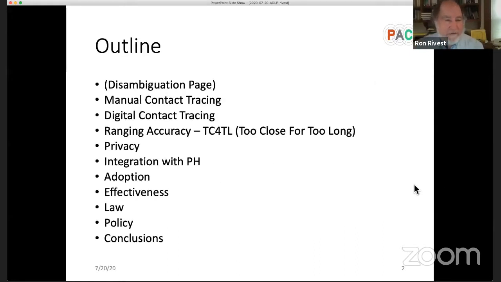The outline for the talk: I'm going to have one page on disambiguation because PACT is ambiguous, and then talk about contact tracing, both manual and digital, and then talk about one of the key technical problems with digital contact tracing, which is measuring distance with smartphones. Then something about privacy and integration with public health, and then one of the key issues for getting these things to be useful, which is having widespread adoption. Then a little bit about effectiveness of the contact tracing apps. What does it mean to have effectiveness? How do we think about that? Then some law and policy issues, and then conclude.